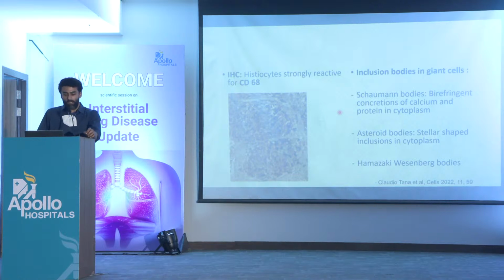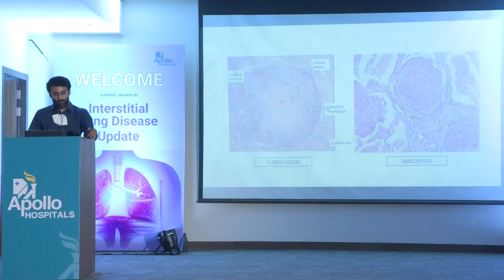On IHC, histiocytes strongly react for CD68, and certain inclusion bodies are also seen, that is your Schaumann bodies and the asteroid bodies. So this is a picture of a granuloma in TB, which shows a central caseation, whereas this is a compact granuloma in sarcoid, which does not have any caseation necrosis.